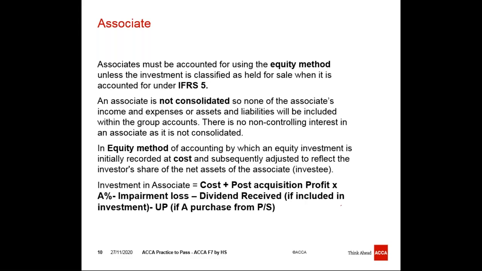Okay, so just look at the format. Investment in associate is equal to cost plus the share of the post acquisition profit into associate percentage, minus impairment loss without any percentage, minus dividend received if it is included in investment, minus unrealized profit if the associate purchased from the parent or subsidiary. So this is the format on the basis of which you are required to solve this note.